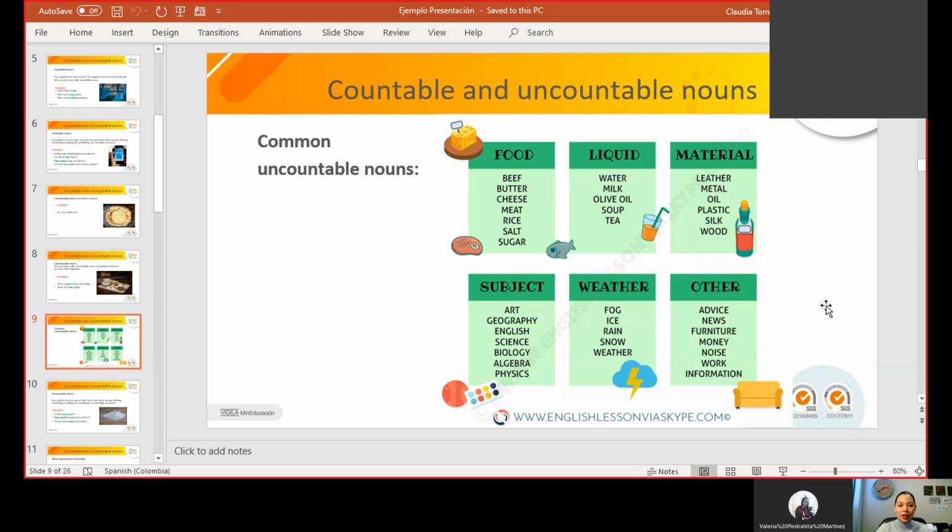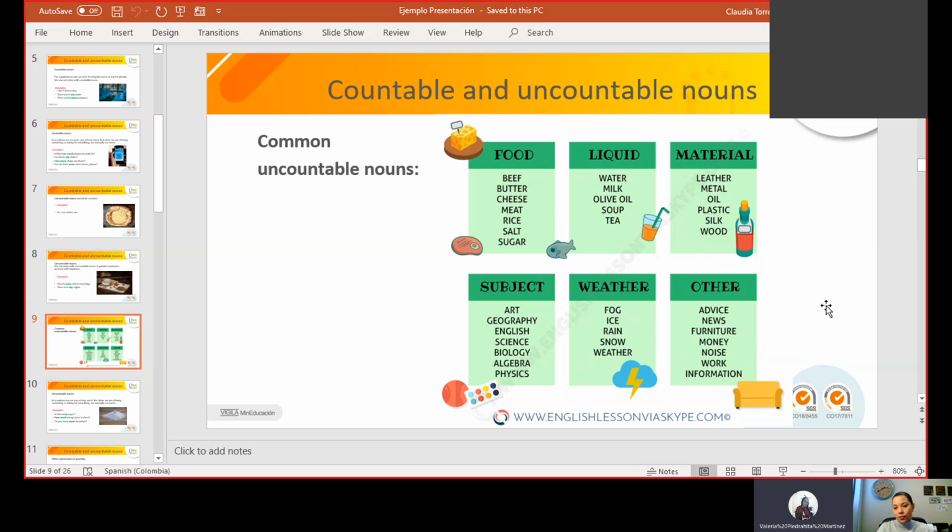And then money. We already talked about money, right? Noise. With this one, it's also tricky because in Spanish we may say, "Oh, I heard a noise," but in English, no, I heard some noise, or a lot of noise, but not a noise or noises, no.